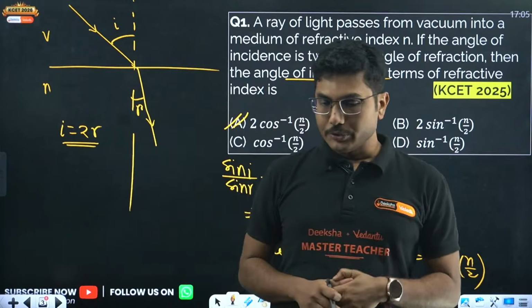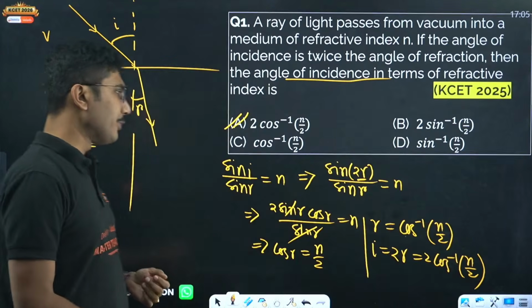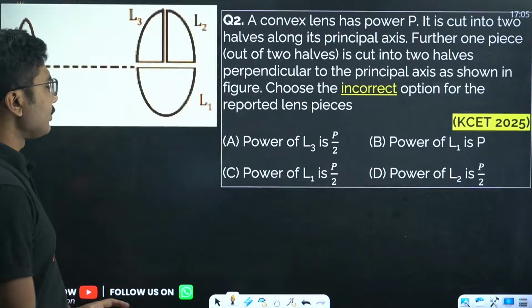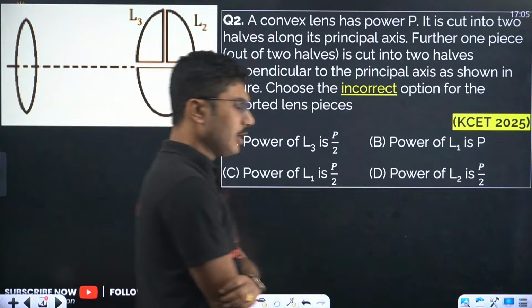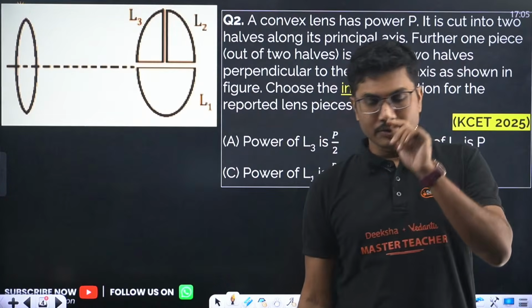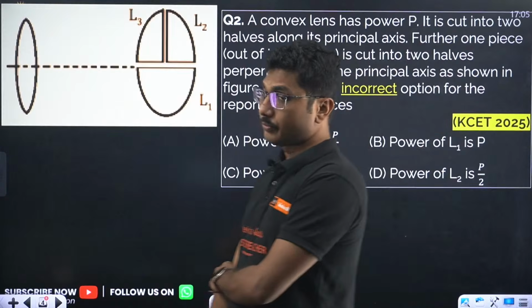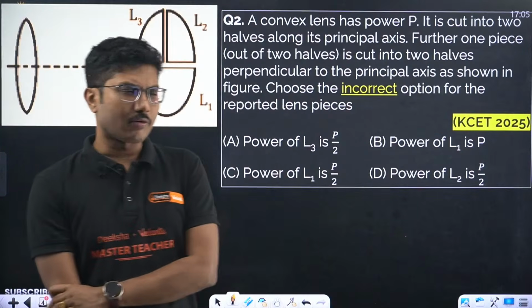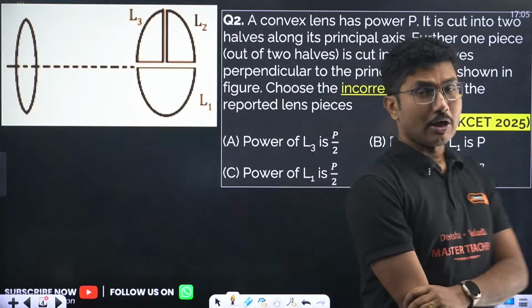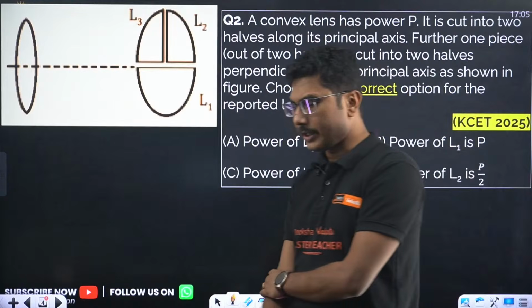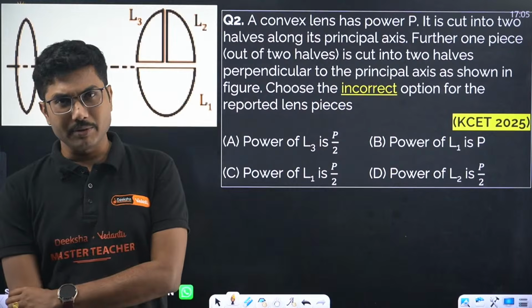Yes, so we are solving PYQs from the chapters ray optics and alternating current. We have started with ray optics, then we will move on to alternating current. Both chapters are super important. From these two chapters alone you can expect 7 to 8 questions combined, 4 plus 4 or 4 plus 3. From ray optics 4 questions come, and from alternating current it can be 3 or 4.